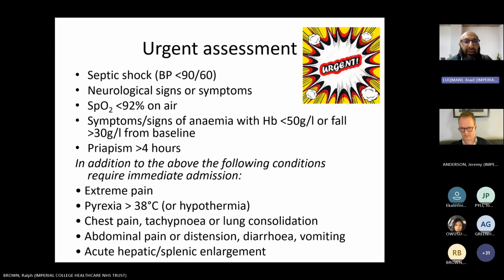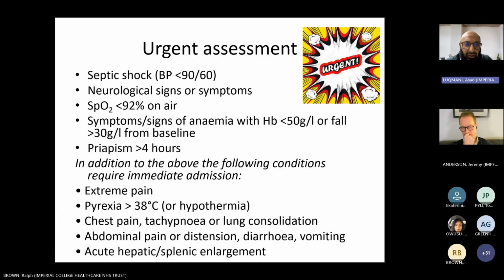Most of these are fairly self-explanatory and would raise alarm bells. So if a patient came in with septic shock and was hypotensive, or any acute neurological signs or symptoms, hopefully in that case they would present to a neurological unit or an acute stroke unit rather than to a hematology or ED unit. If they had significant hypoxia and a significant drop in hemoglobin from their baseline, and acute fulminant priapism, particularly any episodes lasting more than 4 hours, would need urgent action as well.